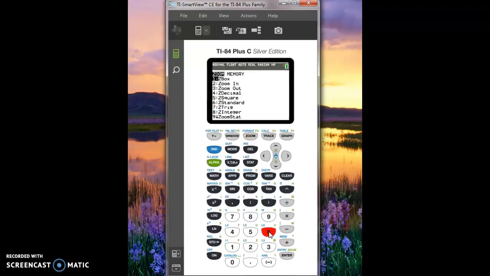I want to go to my standard window just to see what we can see. And there's the graph of that diver jumping off the springboard. Now when you hit trace, your cursor, your blinker automatically goes to that y-intercept as that first point.